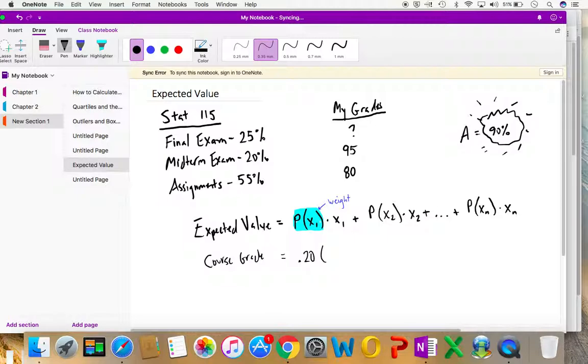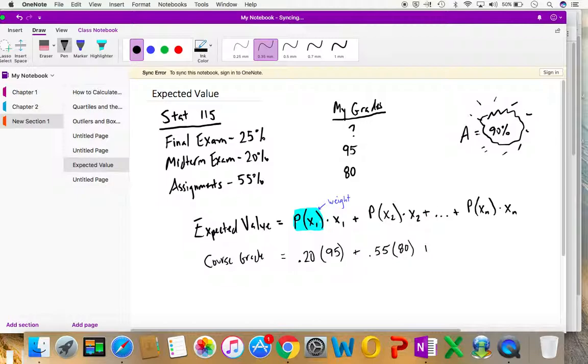And then times, when we think of x1, x2, or xn, that is the raw value of that event. So for the midterm exam, it would have been 95, let's say 95 out of 100. That's the midterm component. The assignment component I have is 55, and it's going to multiply by our course grade, which was 80.